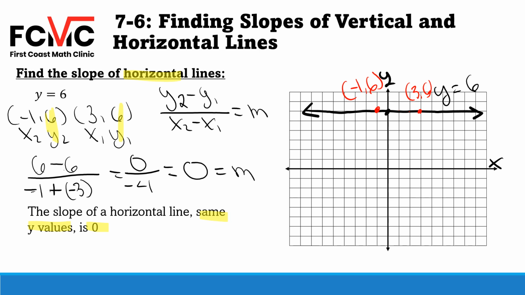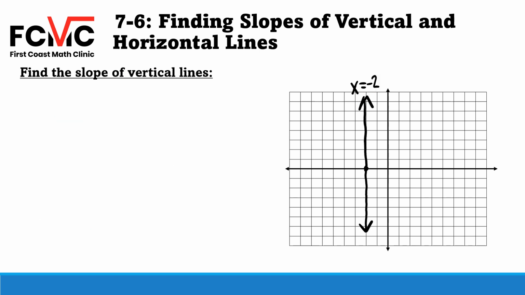All right, let's get into vertical lines. So we've got our vertical line here, and our equation is x equals -2. So let's find 2 points on this line. So here, this will be -2, and this point right here, and actually y is positive, so that should be +2. So I'll make that positive.